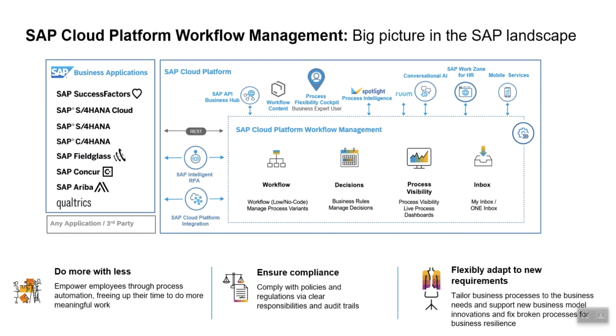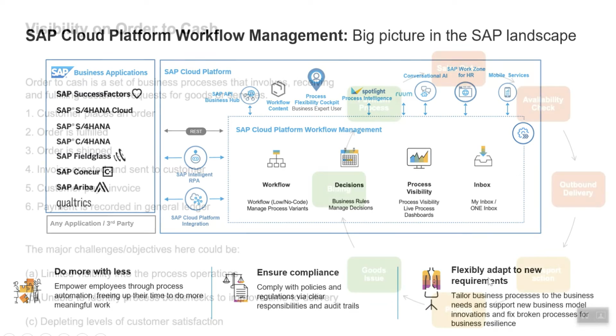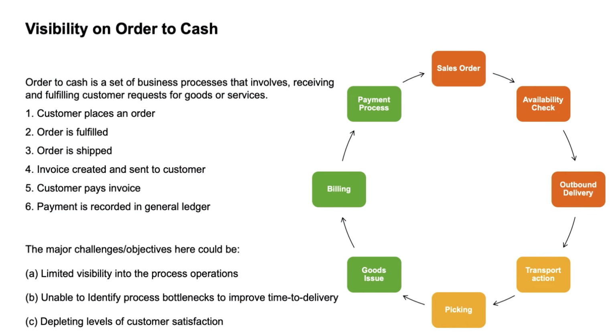SAP's Cloud Platform Workflow Management content can be published on SAP API Business Hub so that the business users can leverage these from Process Flexibility Cockpit. So all in all, it helps customers to do more with less, ensure compliance, and to flexibly adapt to new requirements, fix broken processes for business resilience. Now let's take a closer look at one such live content package, visibility on order to cash.